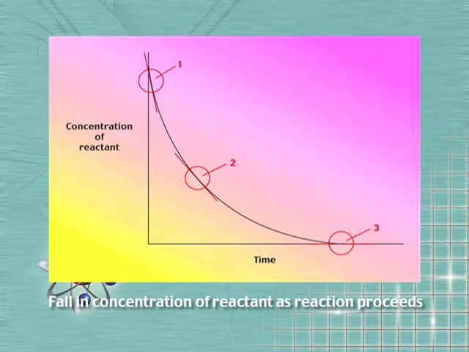As the reaction proceeds, the slope becomes less negative. The reaction rate has decreased as reactant particles are being converted into product particles, and their concentration is decreasing. The gradient is zero when the reaction is completed.